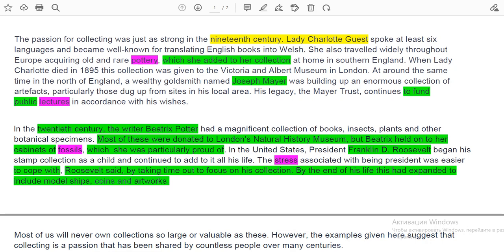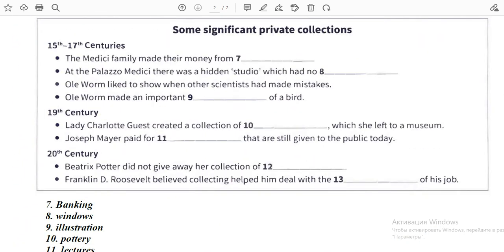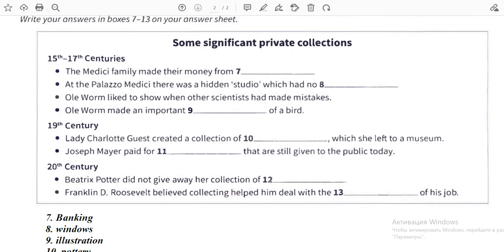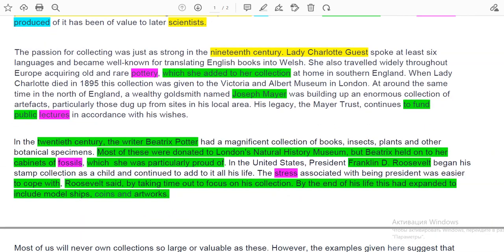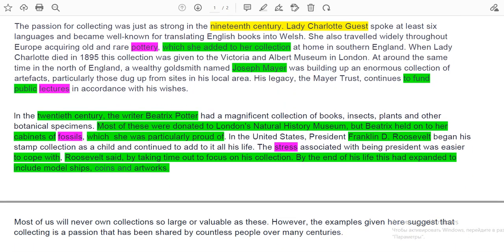To fund public, Joseph Meyer, 19th century, fund public. Is that right? Yes, public lectures are still given today. Joseph Meyer and 19th century, and here it is. Lectures is our correct word. Why? Because the text doesn't say what happened to Meyer's collection after he died, but his legacy was the public lectures that he funded. Is that right? Yes, surely, to fund public.